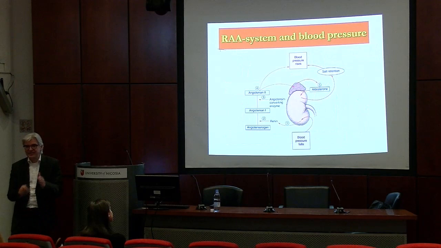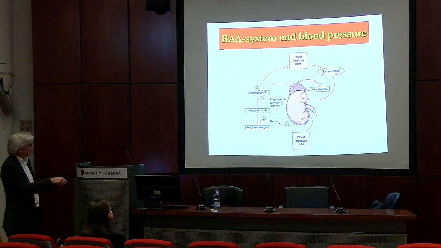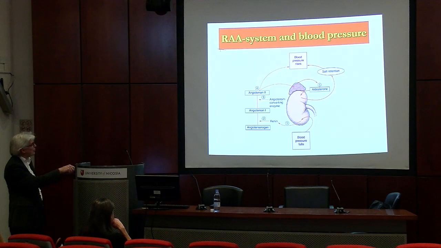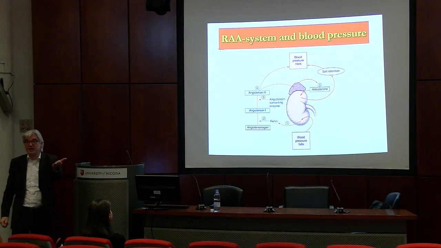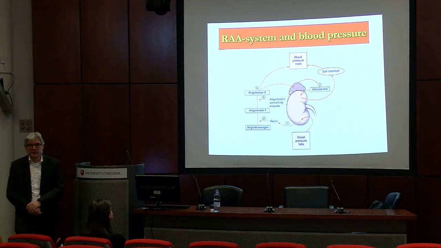And here in another slide you see the relation between this system and blood pressure. If the blood pressure falls for whatever reason, it is detected in the kidney, in the juxtaglomerular complex, which will result in secretion of renin, conversion of angiotensinogen into angiotensin 1, and by ACE into angiotensin 2. And angiotensin 2 is a vasoconstrictor, so the blood pressure will rise again. And angiotensin 2 will stimulate the adrenal cortex to produce and secrete aldosterone. Aldosterone results in sodium reabsorption, and by that you get more circulating volume, and again the blood pressure rises. So a very well regulated system.